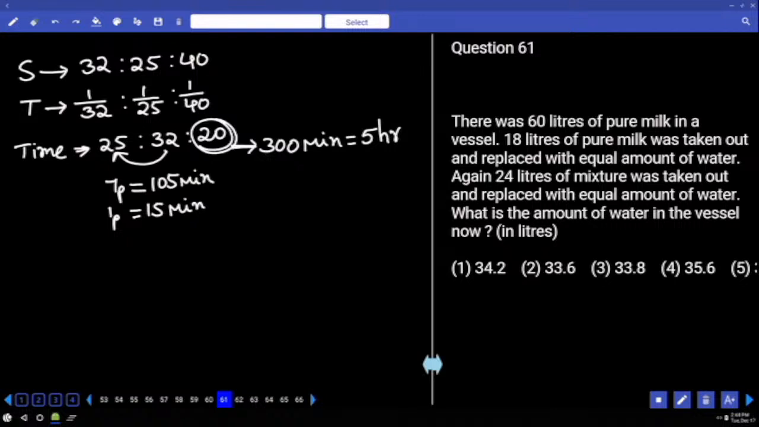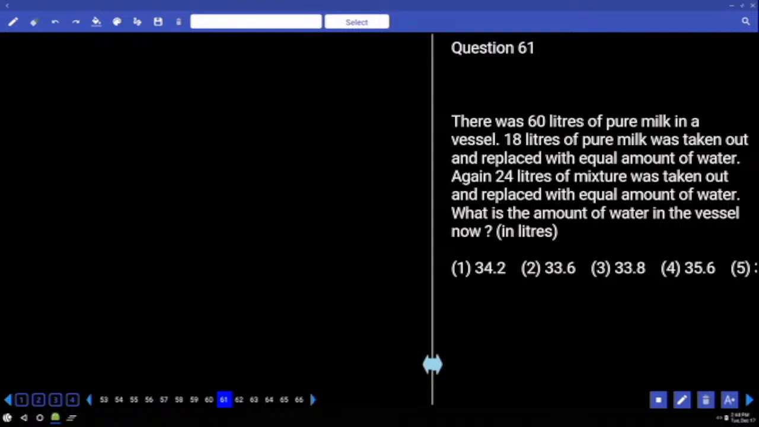Next, there was 60 liters of pure milk in a vessel. 18 liters of the pure milk was taken out and replaced with an equal amount of water. Again 24 liters of the mixture was taken out and replaced with an equal amount of water. What is the water in the vessel now?